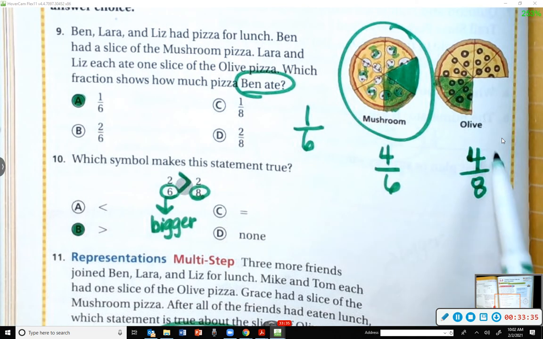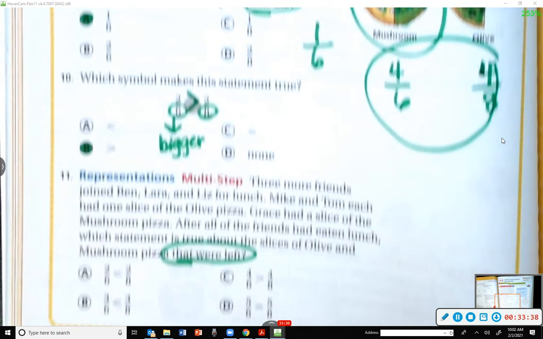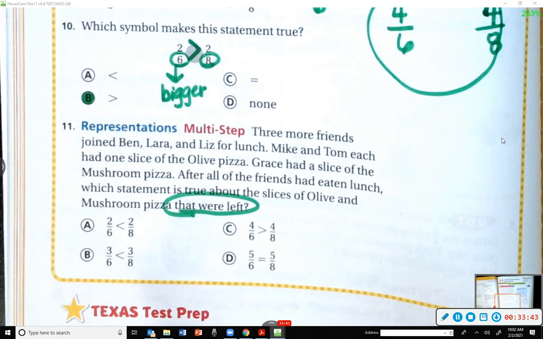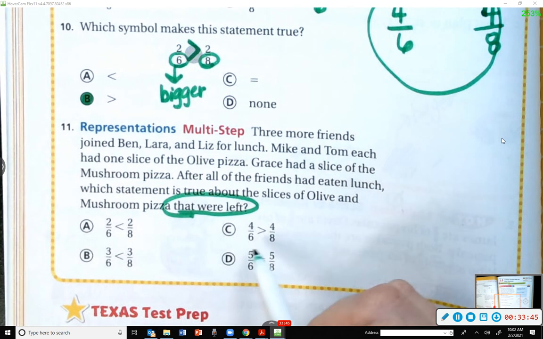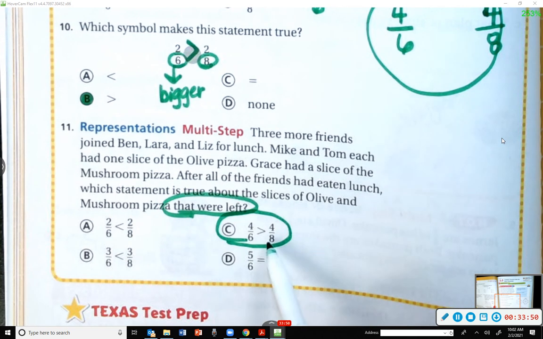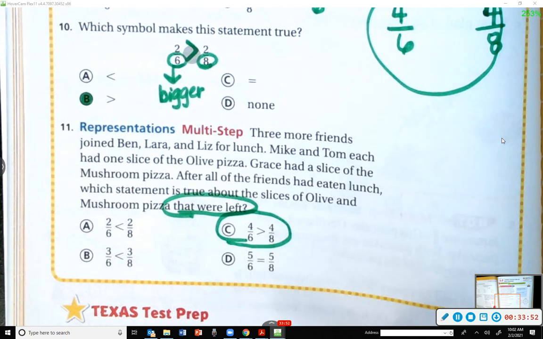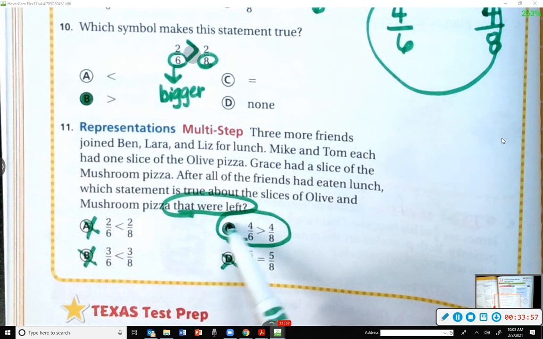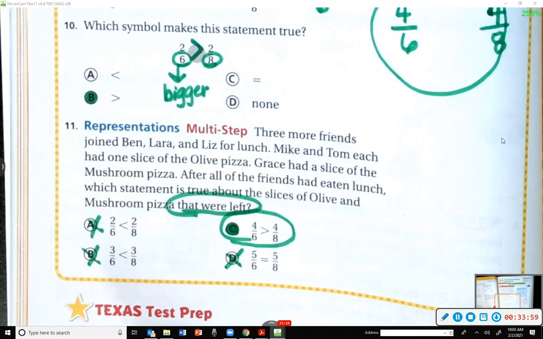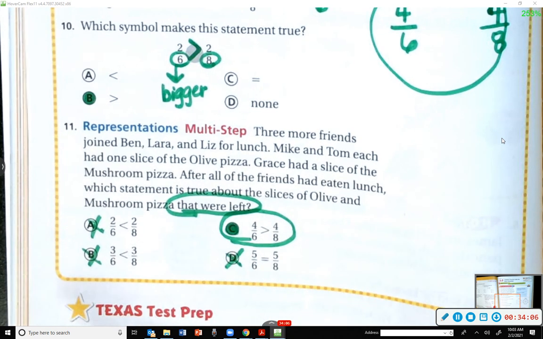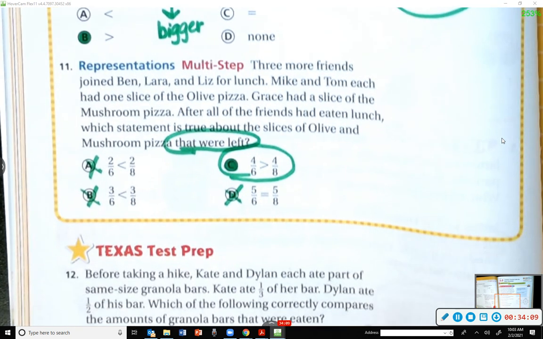Okay, so these are the two fractions we should have been comparing. Which answer choice shows the correct fractions? C. You didn't even need to worry about the symbol because this is the only answer choice that has the correct fractions. These 3 are incorrect. Okay? So you had to make sure you were comparing the pieces that were left. Not how much was eaten, but how much was left.